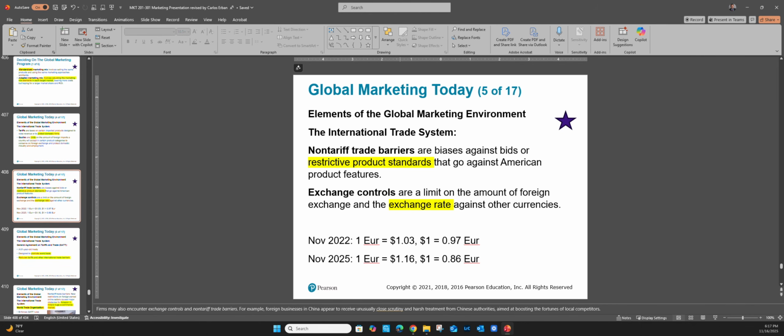And then we have exchange controls. So this is how much the currency is worth. And if your currency, let's say the dollar, is very strong, right? And you get more euros, then you'll be able to buy more when you go to Europe. The problem is the Europeans will buy fewer American goods because they're more expensive. They have to pay more euros for $1. And then the opposite happens.